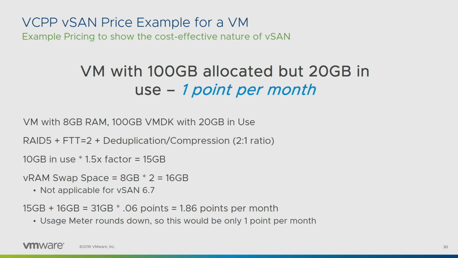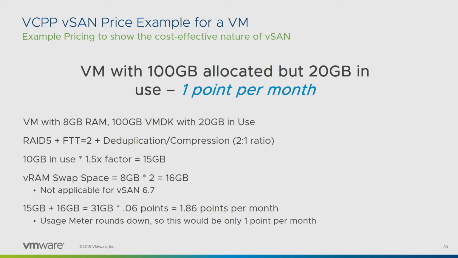This is a virtual machine with 8 gigs of vRAM associated with it, and that's important. I'll explain why. 100 gig VMDK, but 20 gigs in use. I have a storage policy that's using RAID 5 with failures to tolerate of 2, right? So it's a highly available solution. And we're also using deduplication and compression, so this is using vSAN Advanced, right? I'm assuming a 2-to-1 ratio. Why? That's what we're using on the calculator too, and that's kind of what we see across the board. But again, know your workload. So if I take that efficiency from 20 using 2-to-1, that brings it down to 10 gigs in use. Based on a RAID 5 and a failure to tolerate of 2, it's a 1.5x capacity factor, so I need 15 gigs of storage.